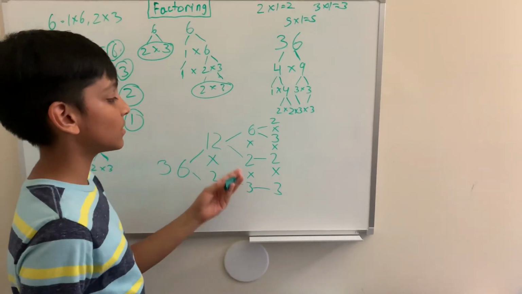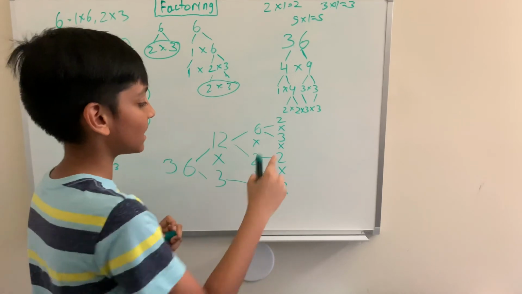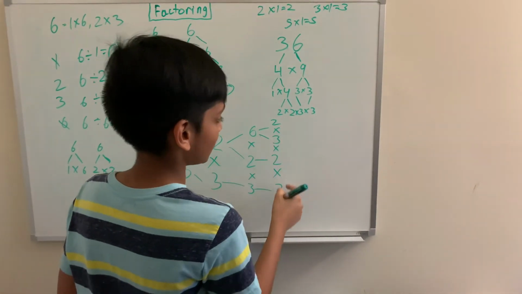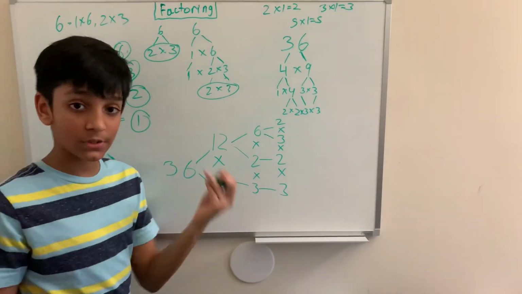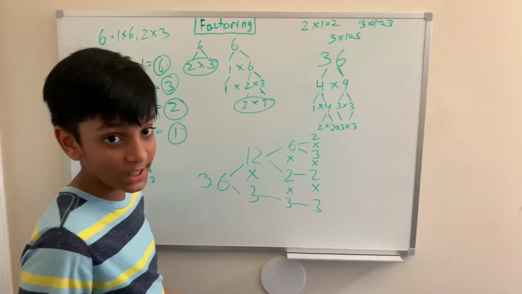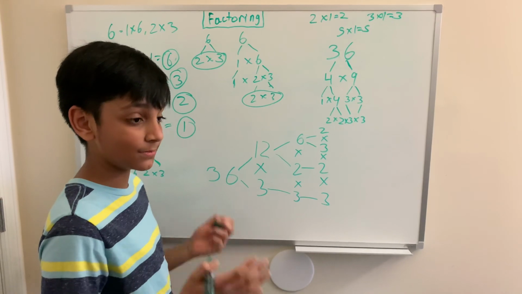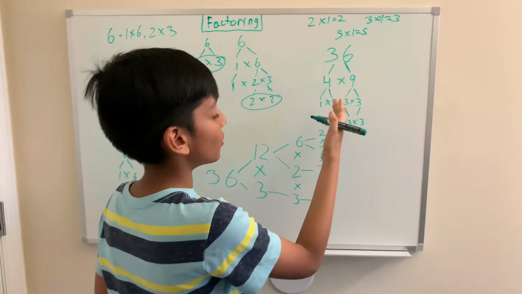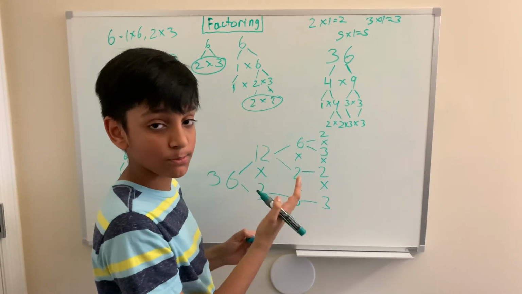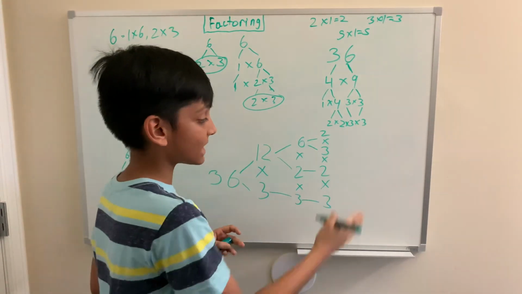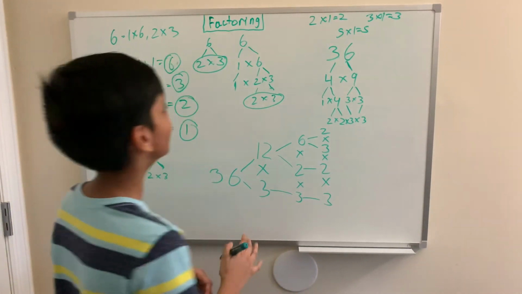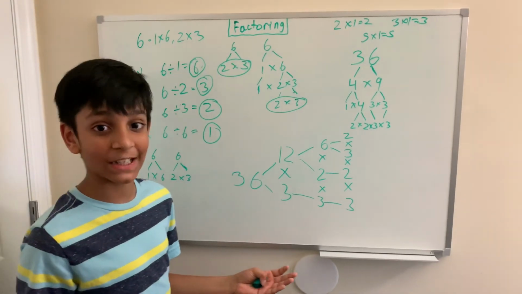So 2 times 3 times 2 times 3. It's still the same thing if we just rearrange it. There's still 2 times 2, and then 3 times 3. It's still the same. So it's just reinforcing what we just said. No matter which expression you use, you always have to end up with the same prime factoring expression. And that's factoring and prime factoring.